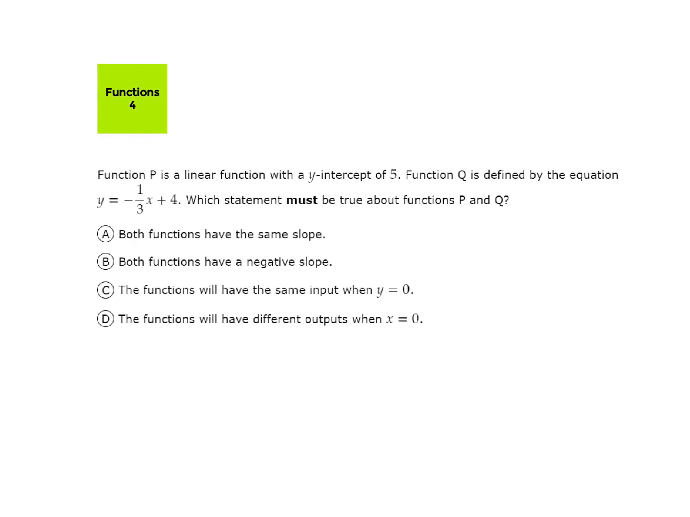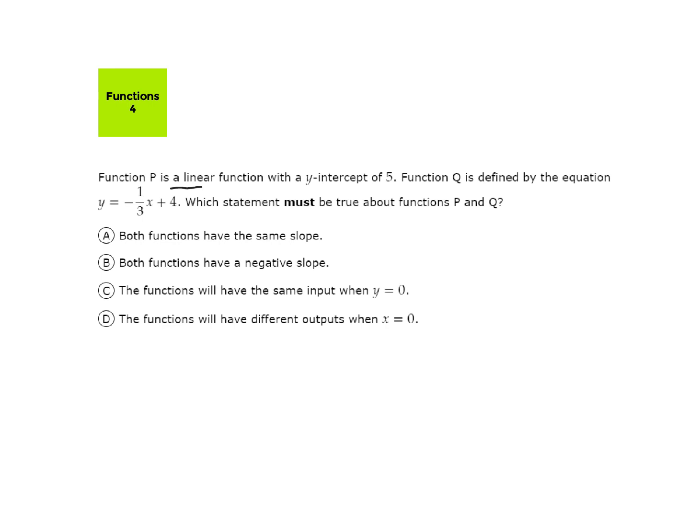Our next one, function p is a linear function with a y-intercept of 5. Okay, so I could say, oh, it's y equals mx plus 5, right? My b is 5. Function q is -1/3 x plus 4. So this one has a y-intercept b of 4. The question is, which one of these must be true? Both functions have the same slope. Neither one talked at all about slope, so I'm going to say, nope, that does not have to be true.